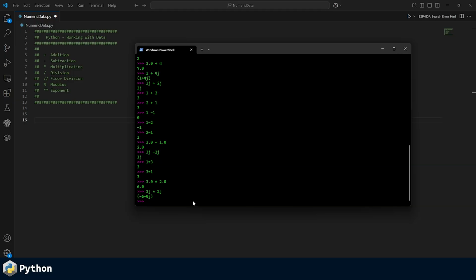Moving into division, there are 3 types of division that you can use in Python. You have your regular division, 3 divided by 2, which will give you 1.5, or for an easier division, 4 divided by 2, which will give you a whole number. Now, if you notice right here, it is spitting out a float when you do that.